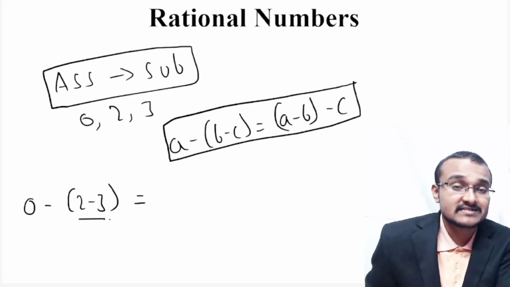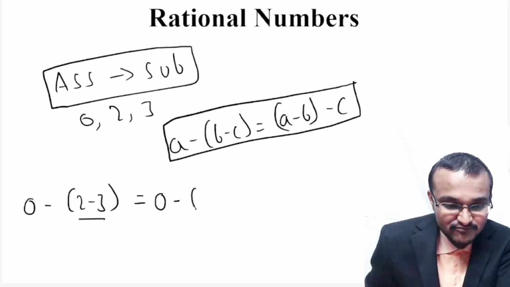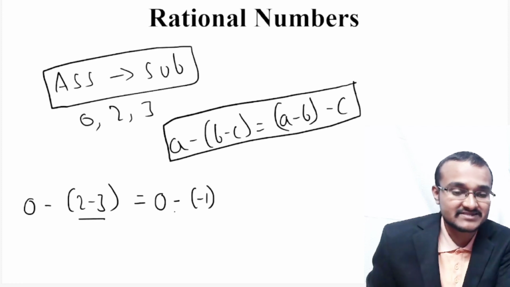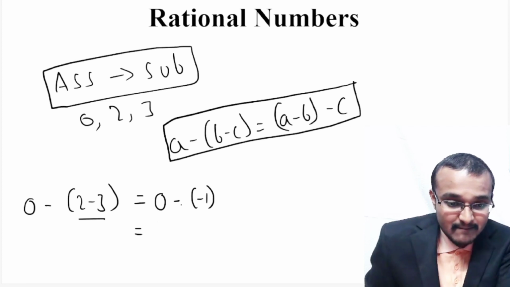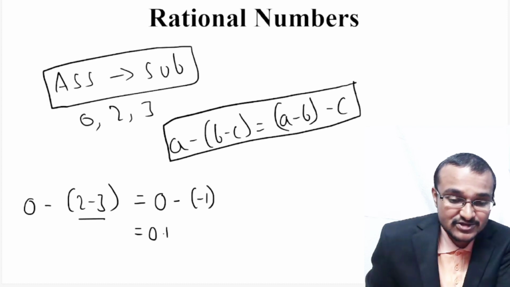First you should solve inside the bracket. So 2 minus 3 will be minus 1. So here 0 minus of minus 1 is your answer. When you solve this, minus into minus will become plus. So you get 0 plus 1, and the answer for 0 plus 1 will be 1.